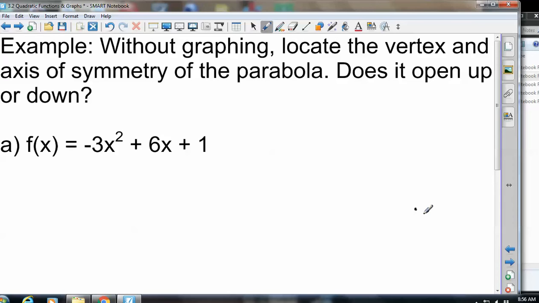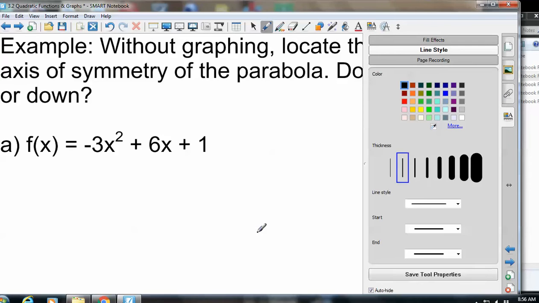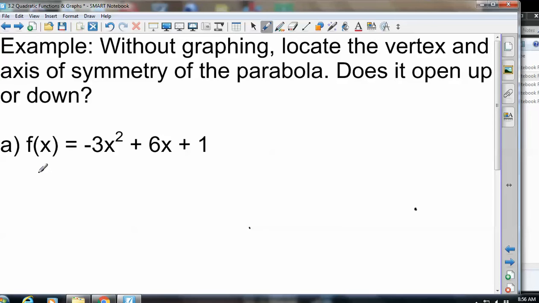Opposite of b over 2a. Okay, so this question says, without graphing, find the vertex and axis of symmetry. Does it open up or down? So to find the vertex, we are just going to do opposite of b over 2a. That's that formula that I gave you, you need to know. So opposite of b would be negative 6 over 2a is negative 3.